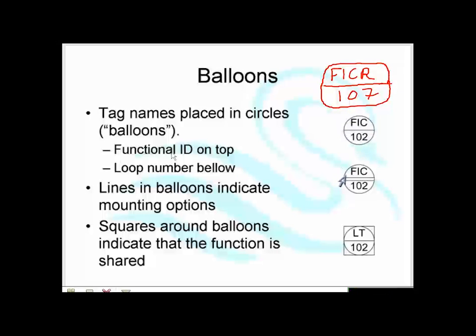Different lines mean different things. So this would mean control room mounted, or control room. A square around it means it's got a shared display. Once again, when you get your books, there's a whole glossary that explains what all these different things mean.